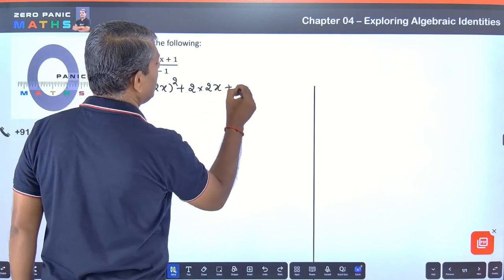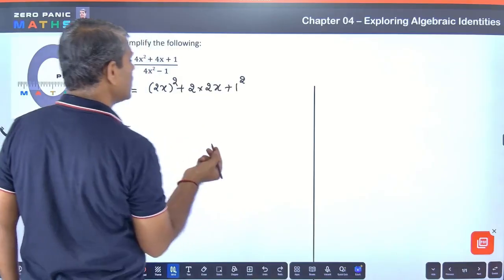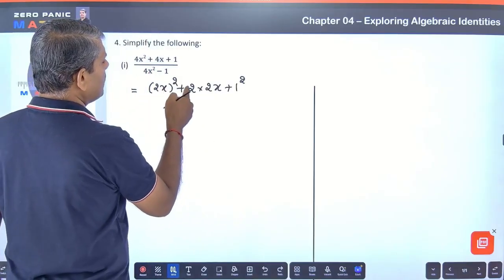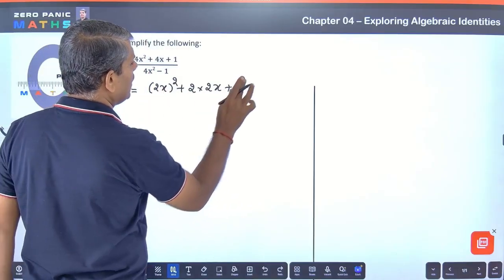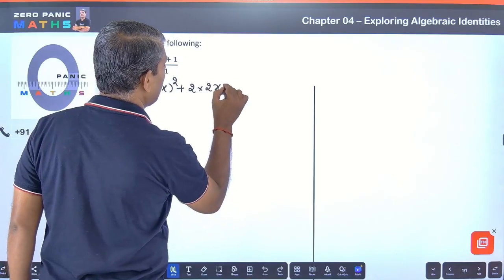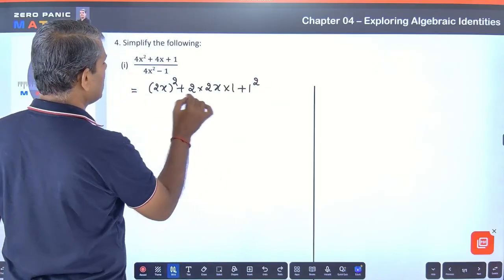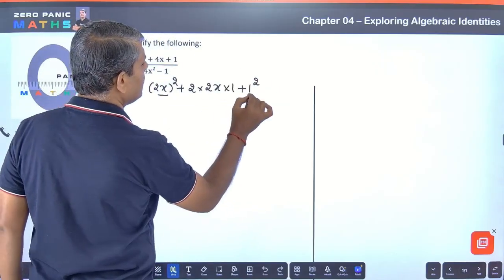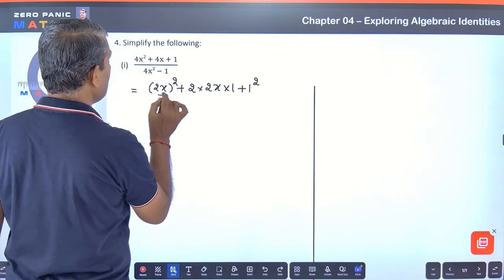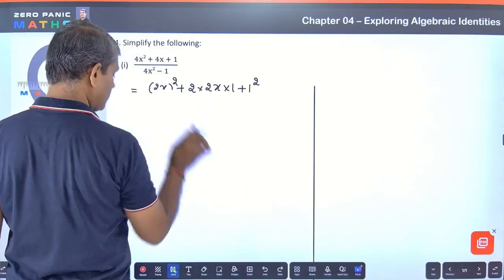And finally I will write 1 as 1 square. So it is a square plus 2ab. Sorry, there is one missing, right? The b value. And it is b square. Now you can say a is 2x and b is 1, and it is (a plus b) whole square.